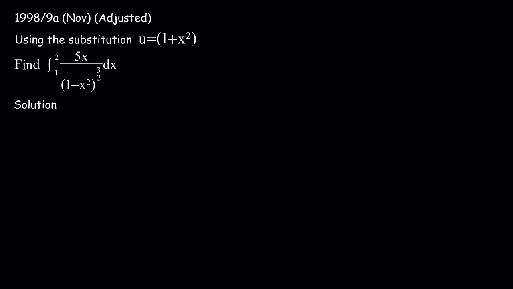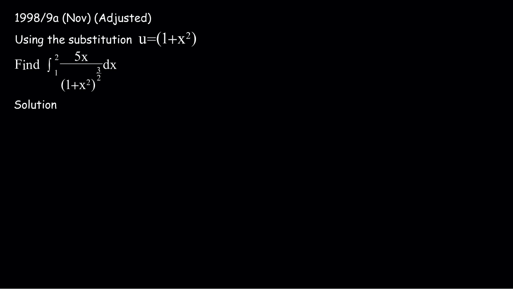We have another question that states that using this substitution, u is equals to 1 plus s squared, find the integral of 5s divided by (1 plus s squared) raised to the power 3 over 2 ds, with our upper limit being 2 and our lower limit being 0.